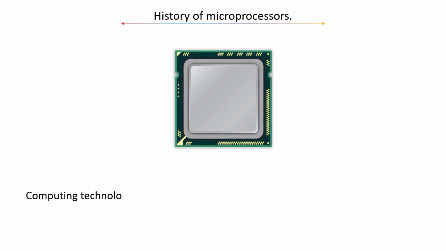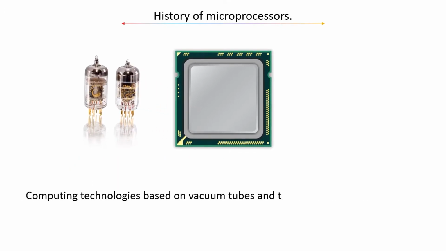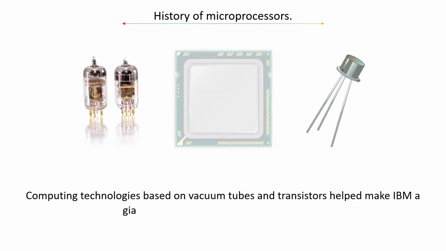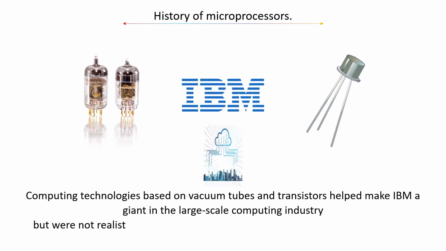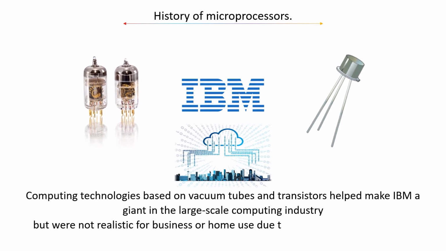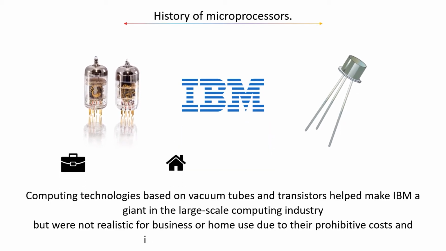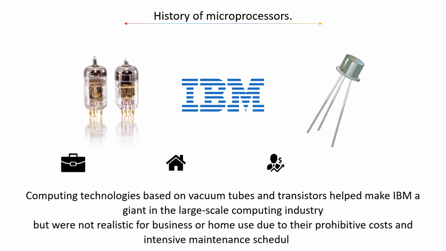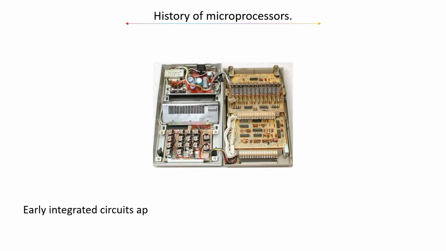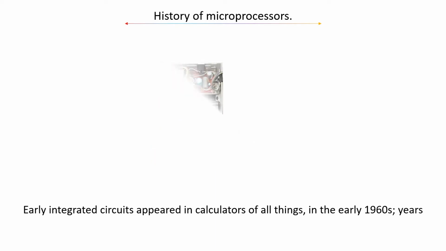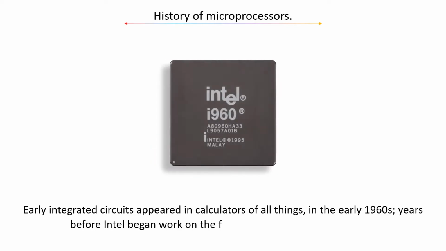Computing technologies based on vacuum tubes and transistors helped make IBM a giant in the large-scale computing industry, but were not realistic for business or home use due to their prohibitive cost and intensive maintenance schedules. Early integrated circuits appeared in calculators, of all things, in the early 1960s. Years before, Intel began work on the first recognizable microprocessor.